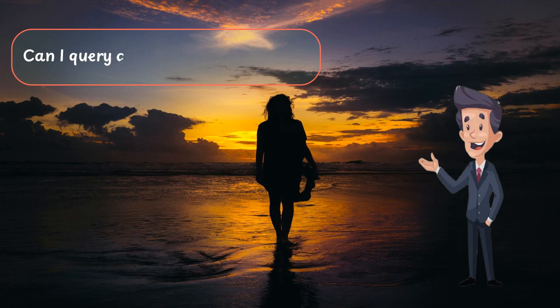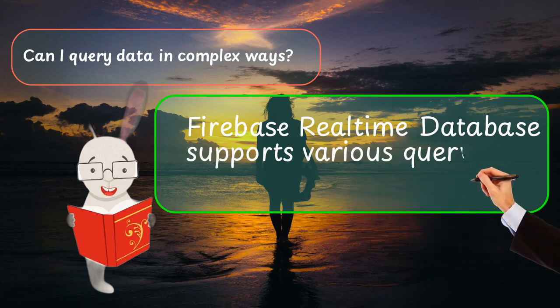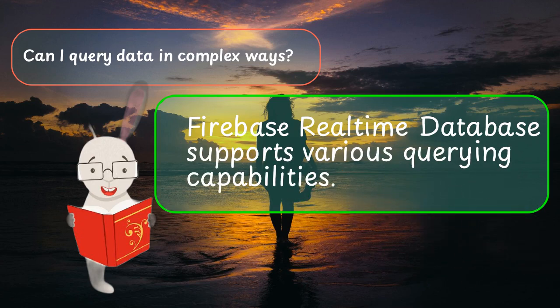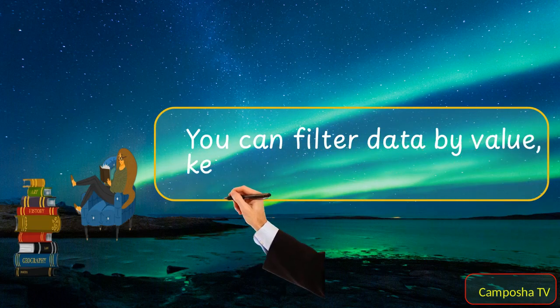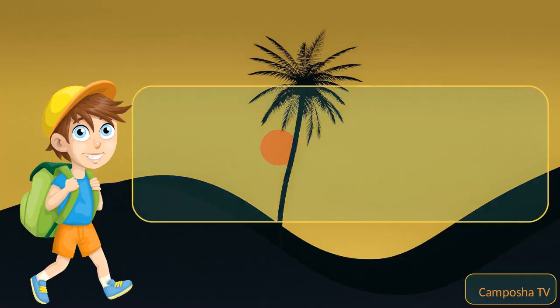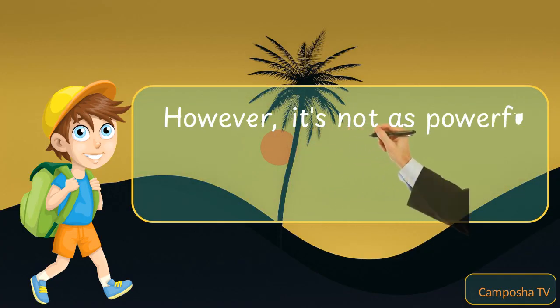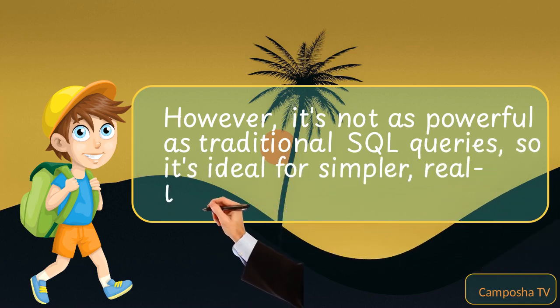Can I query data in complex ways? Firebase Realtime Database supports various querying capabilities. You can filter data by value, key, or even by child keys. However, it's not as powerful as traditional SQL queries, so it's ideal for simpler, real-time use cases.